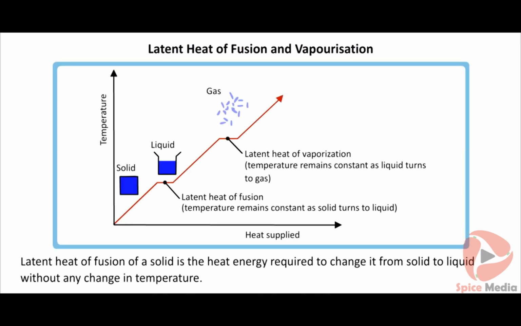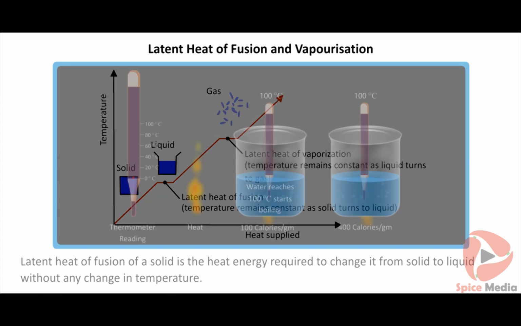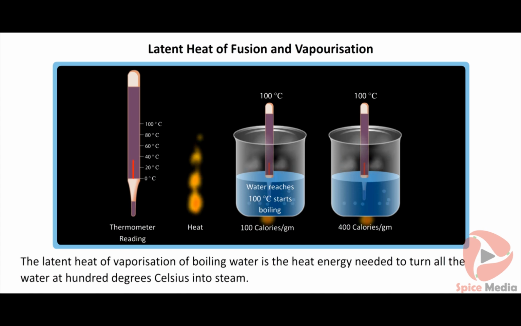Latent heat of fusion of a solid substance is the heat energy required to change it from solid to liquid without any change in temperature. The latent heat of fusion of an iceberg is the heat energy needed to melt all of it. None of this heat causes a temperature rise of the water formed from the ice. The latent heat of vaporization of a kettle full of boiling water is the heat energy needed to turn all the water at 100 degrees Celsius into steam.